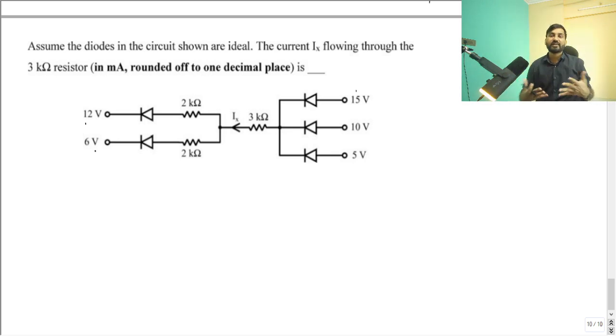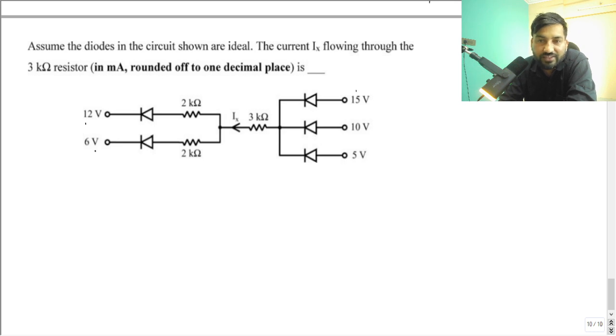What I want to check here is which diode is going to be on while finding the Ix value through the 3 kilo ohm. So how do we identify which diodes are on? You can always find the potential difference across these. 15 and 12, that is 3. 15 and 6, that is 9. 15 minus 6 is 9. So 9 is going to be the maximum potential difference.